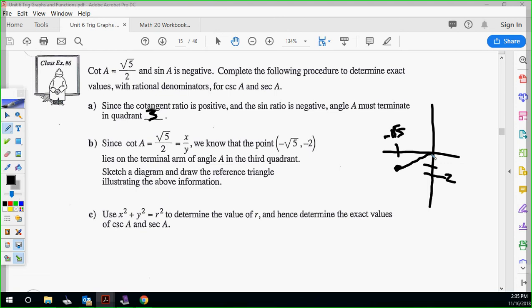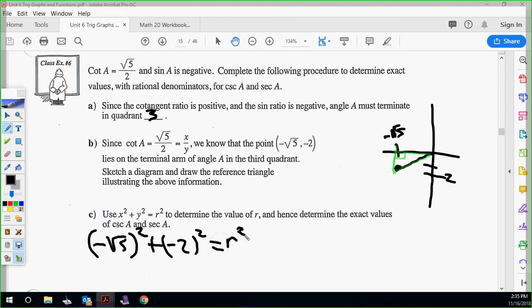And then it wants me to draw the reference triangle. So let's switch up the colors a little bit here. That's the reference triangle, a little right triangle right there. And it wants me to figure out what R is, because to do cosecant and secant, I need to know the R value. So we have negative root 5 squared plus negative 2 squared equals R squared.